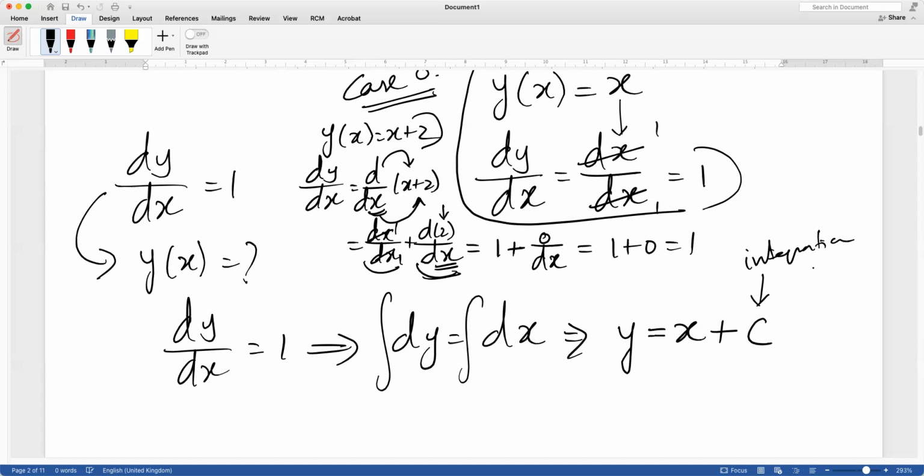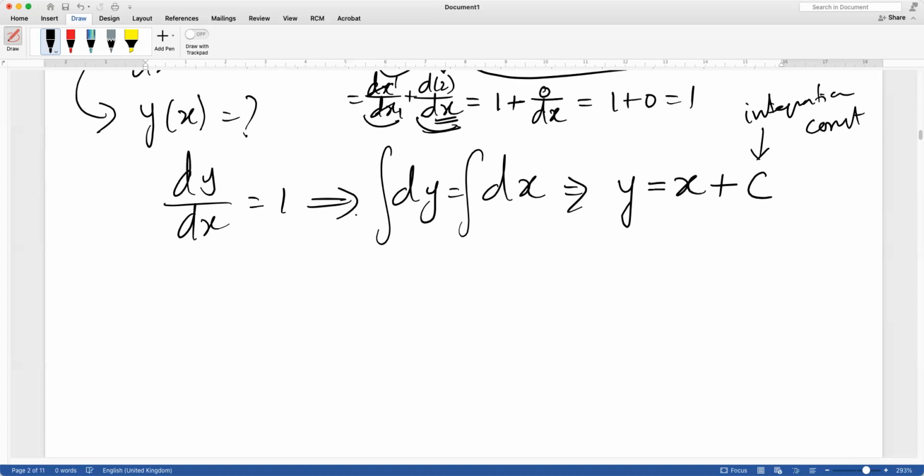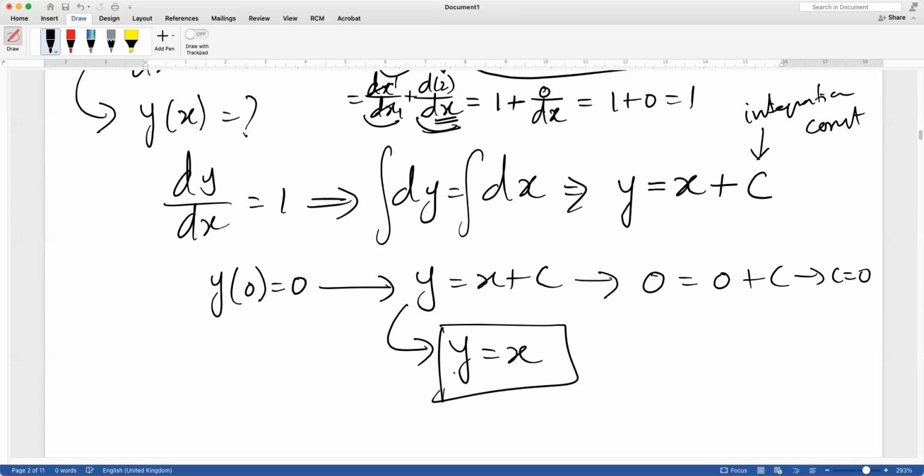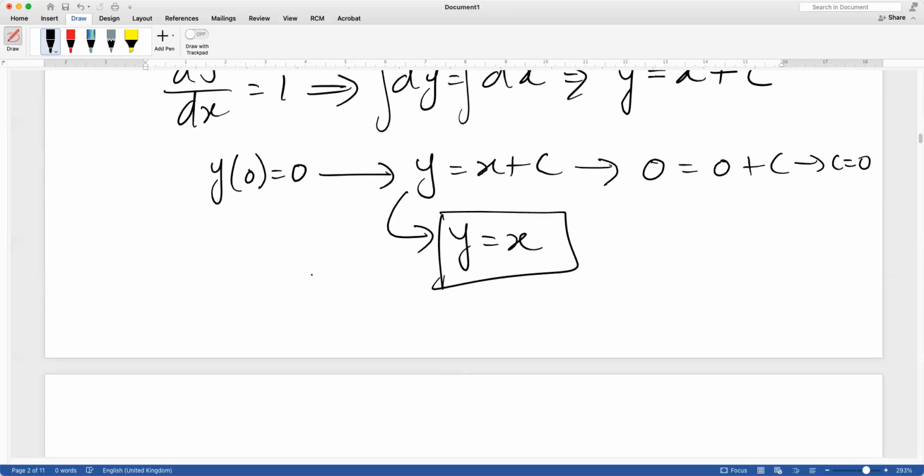Integration constant. And there are 2 ways to recover that. Either we can go for an initial condition: when y of 0 is 0, then we can use that in our final generic answer y equal to x plus c. Plug it in, then that will give us 0 is equal to 0 plus c. That will give us c is equal to 0. Then this generic function now becomes a very particular solution which we might have started with. Is that okay? Yes, sir. This is one way to recover the integration constant.